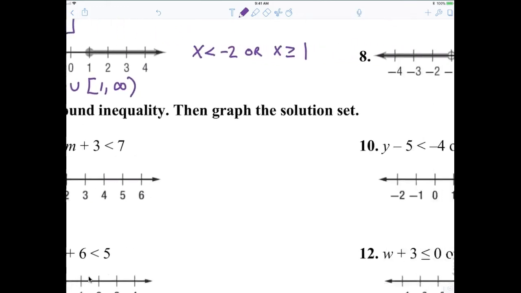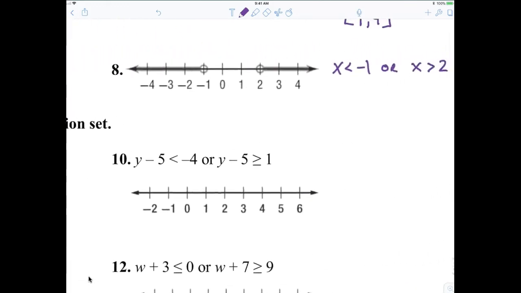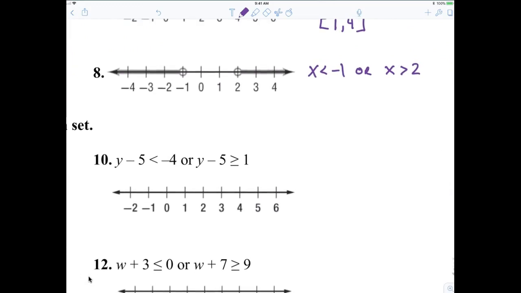All right. And what about 8? Somebody else. Loud and proud. Go. Negative 3, good. And comma, negative 1. Beautiful. No bracket, and then cube 2, no bracket, and comma, infinity.